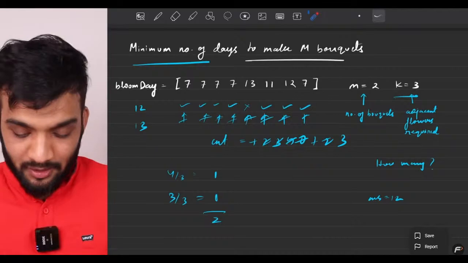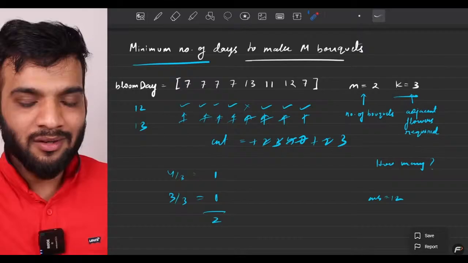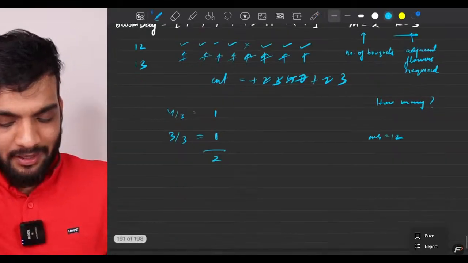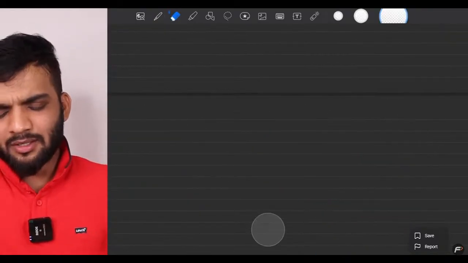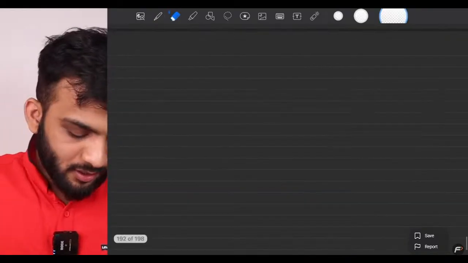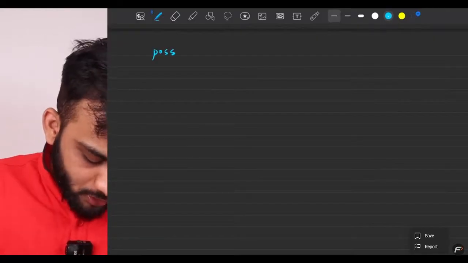So first, I'll try to write the function which takes the day number and tells me if it is possible or not. Okay. So let's try to write down that function, and then we can go ahead and write down the normal brute force thing. Let's first write down the function which tells me possible or not.